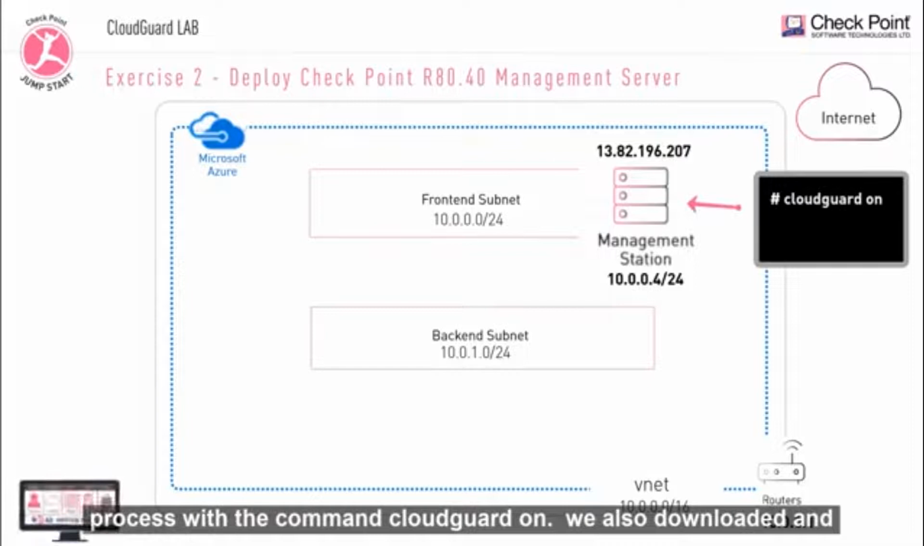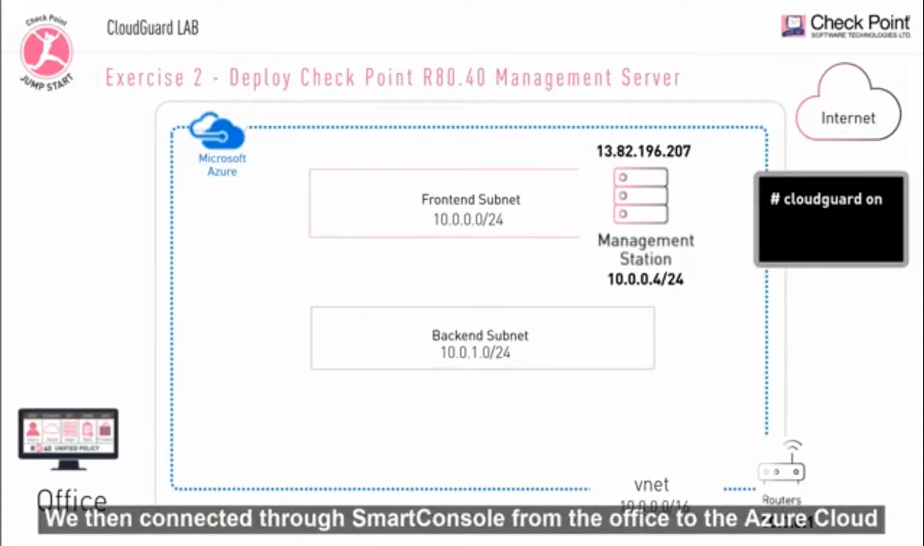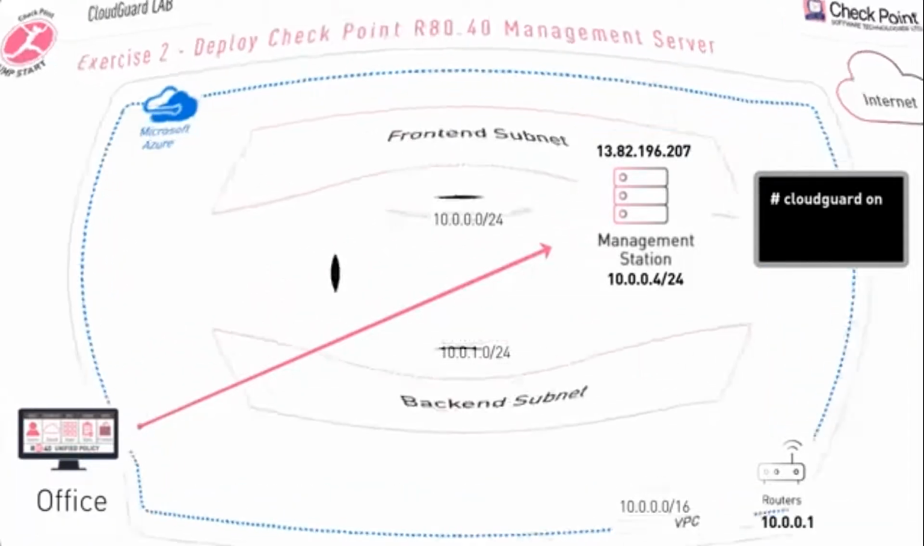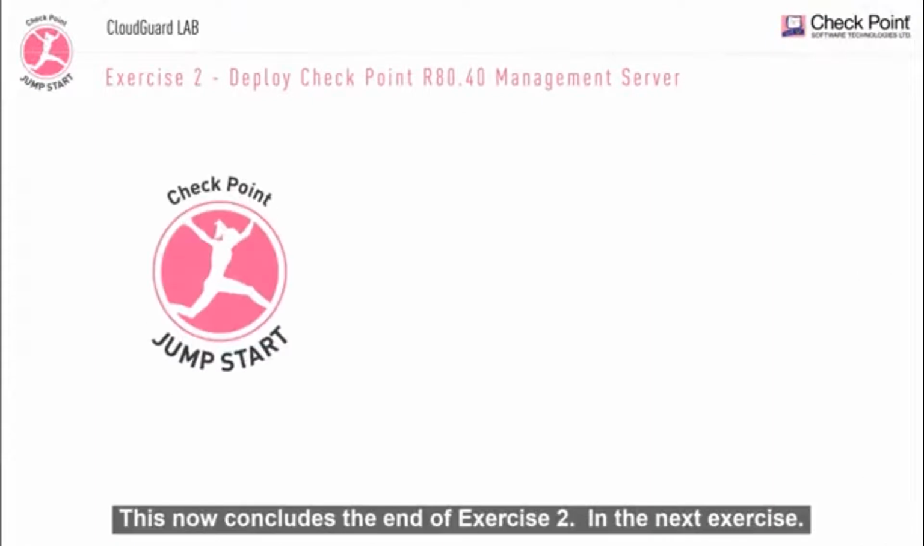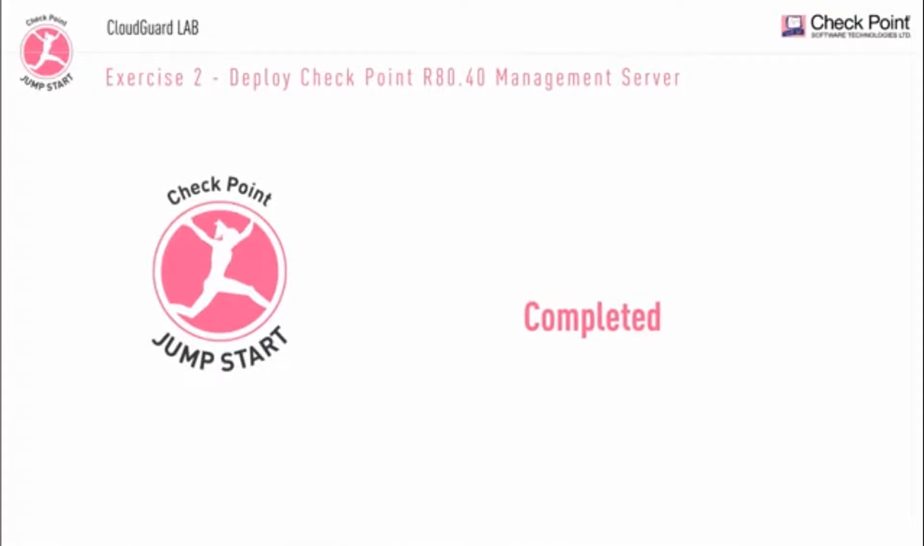We also downloaded and installed the Smart Console client on my Office PC. After the management station was fully installed, we then connected through Smart Console from the Office to the Azure Cloud. This now concludes the end of exercise 2. In the next exercise, we're going to deploy the CloudGuard Gateway. I'll see you there.